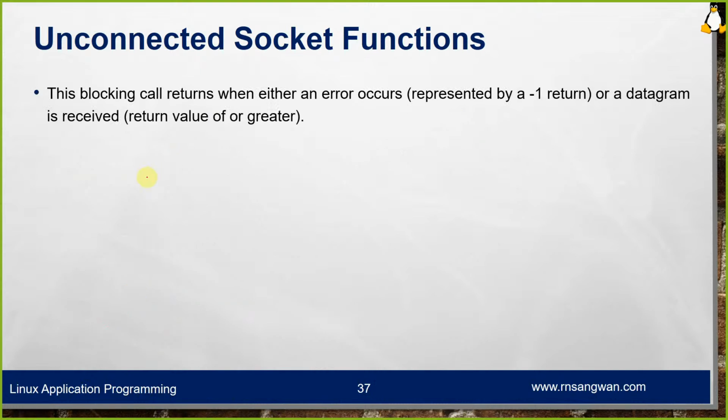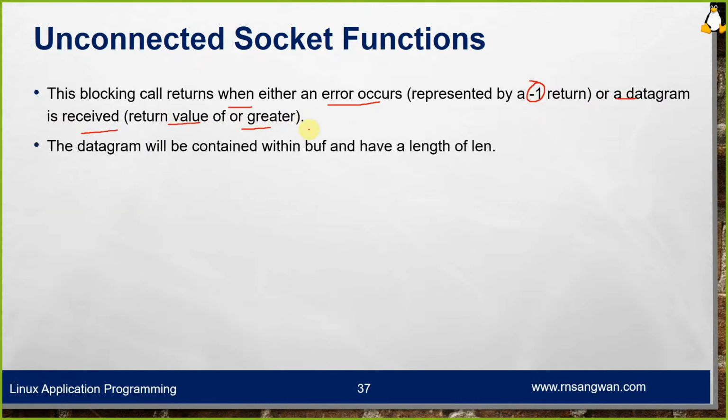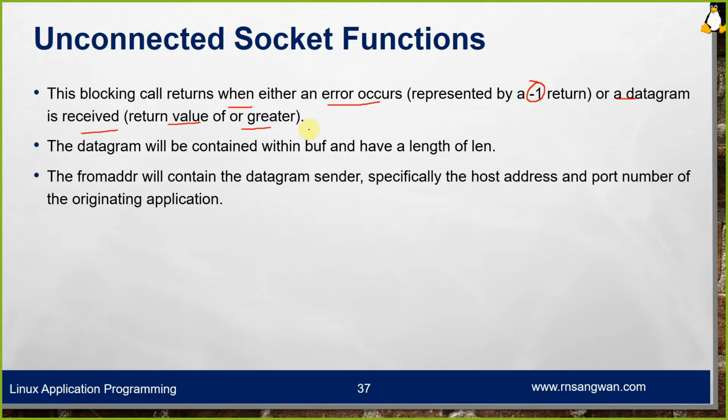This blocking call returns when either an error occurs, represented by -1, or the datagram is received, in which case the return value will be 0 or greater. The datagram will be contained within the buffer and have a length defined in the length variable. The from address will contain the datagram sender, specifically the host address and the port number of the originating application.